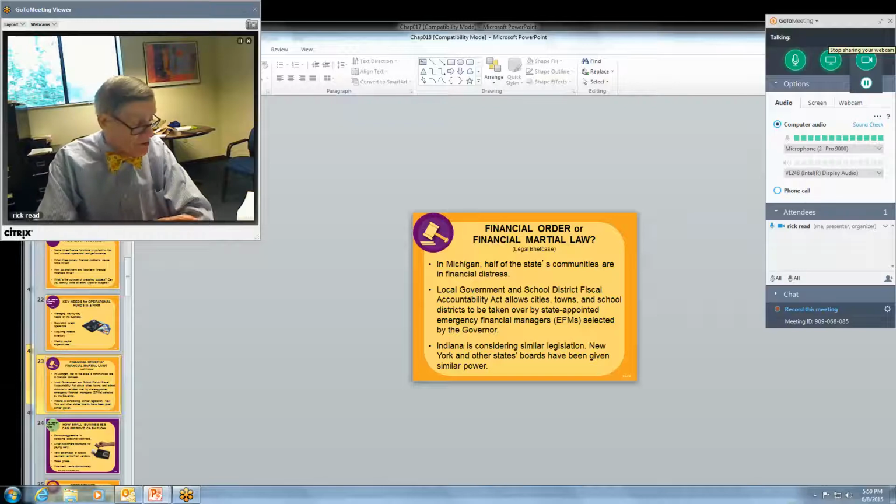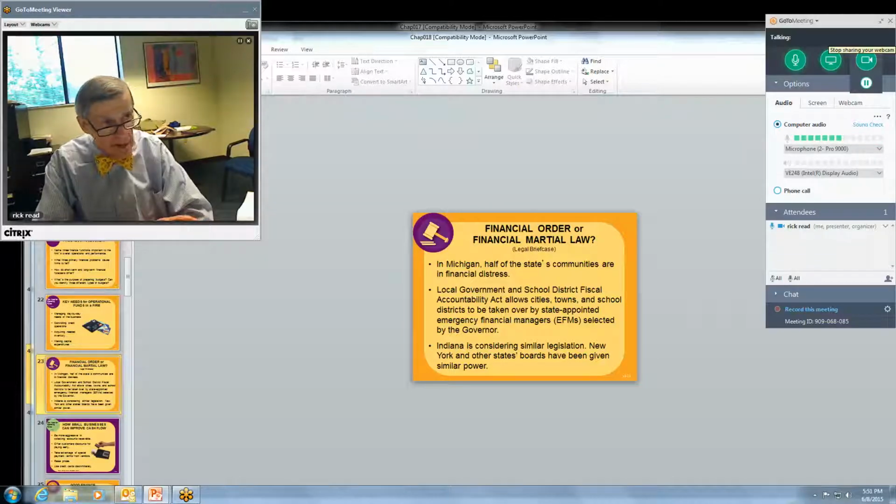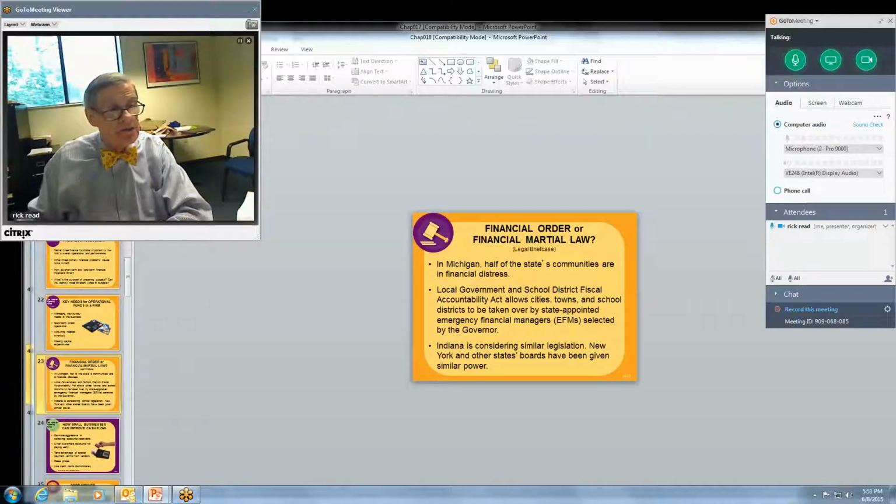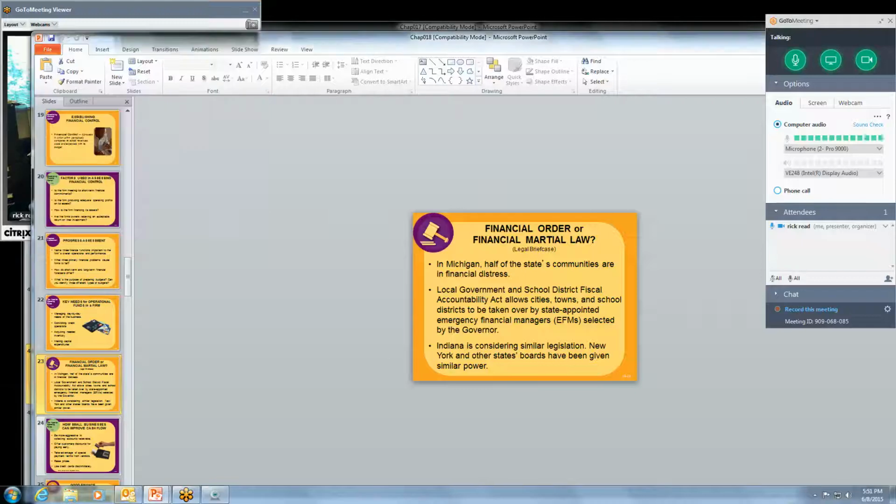Again, this is dated because this information came in 2011, so it's 4 years old. Of course, we know that Detroit has been in financial distress for some time, so some of it may still be valid, some of it may not be valid, but it's still interesting to look at and read.